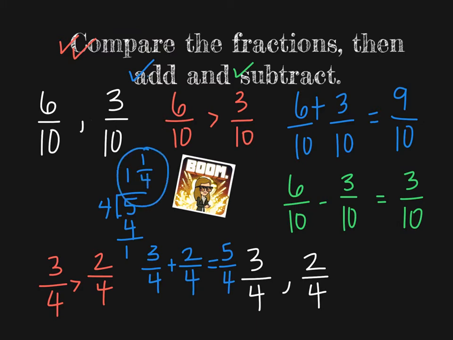Done with step 2. Now I just need to subtract. Remember, you'll list the greater fraction first, so 3/4 minus 2/4. 3 minus 2 is 1. Denominator stays the same. So when we subtract, we get the answer 1/4.